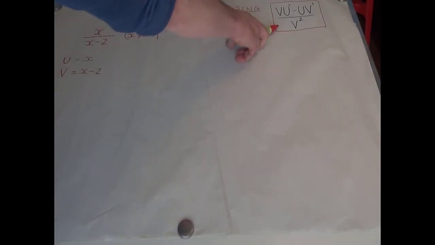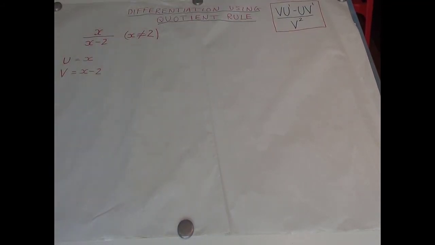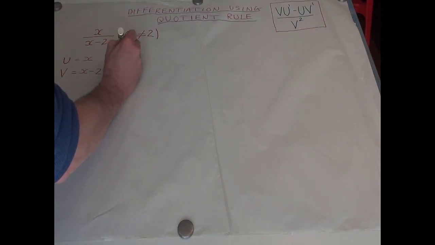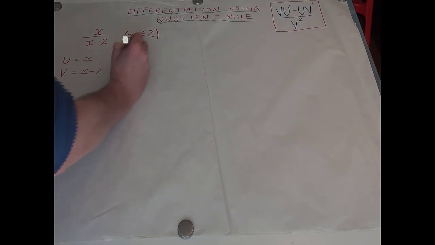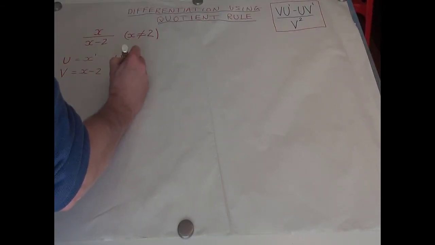And what we have to do to use this formula is to work out the differential of u and the differential of v and plug them in. Here is u. The differential of u in this case is going to be 1, because that's x to the 1, and v, same thing applies. It's going to be 1 because the constant disappears when you differentiate. So v prime equals 1 also.